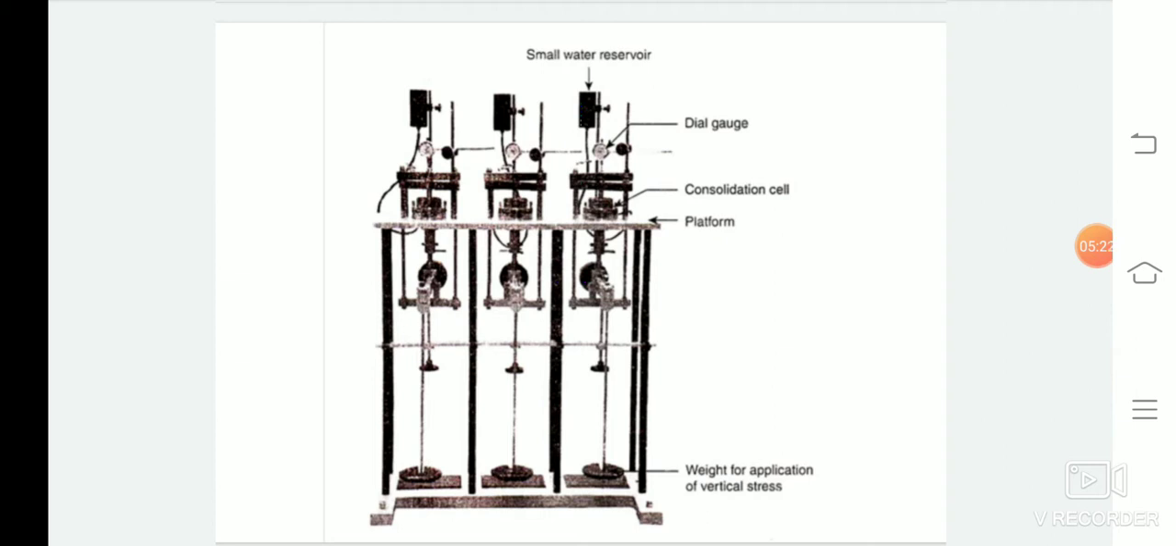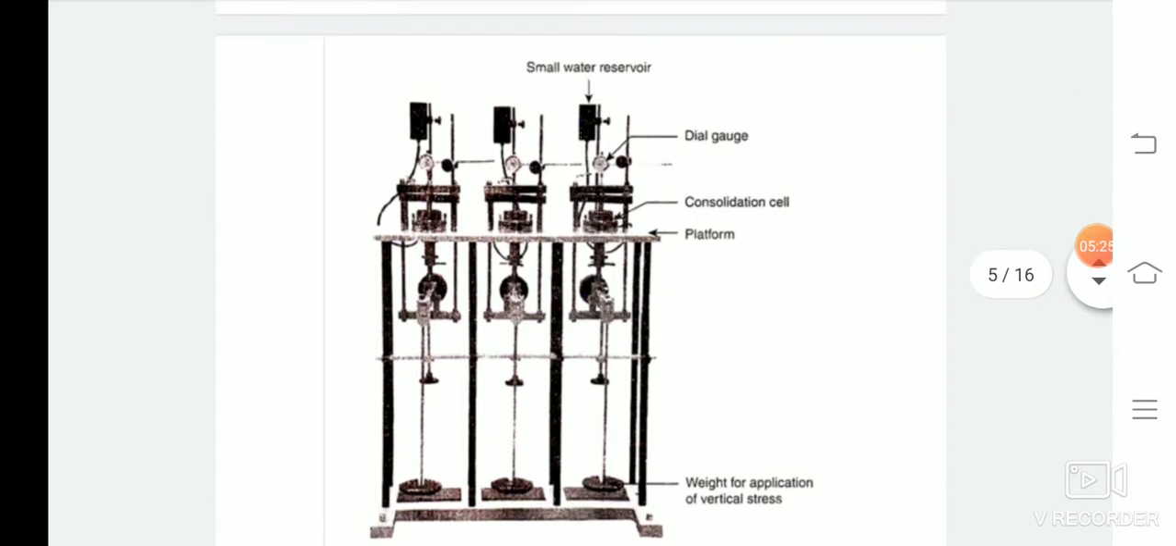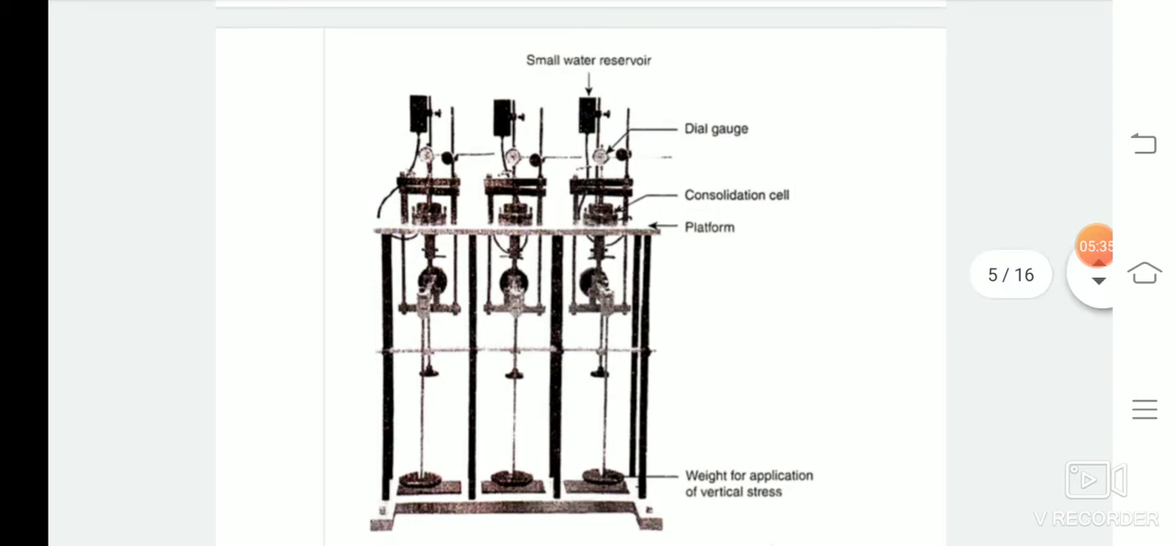Initially, a load of 5 kN per meter square, which is also known as the seating load, is applied on the soil specimen to adjust the unevenness of the surface of the soil specimen. The seating load is maintained for 24 hours or 1 day and then it is removed. The load is again applied on the soil specimen in increments using a load increment ratio of 2.